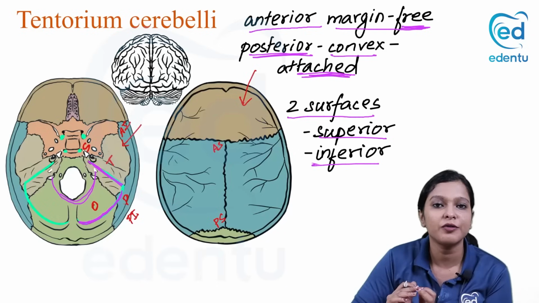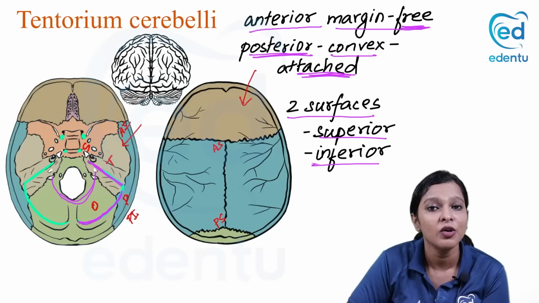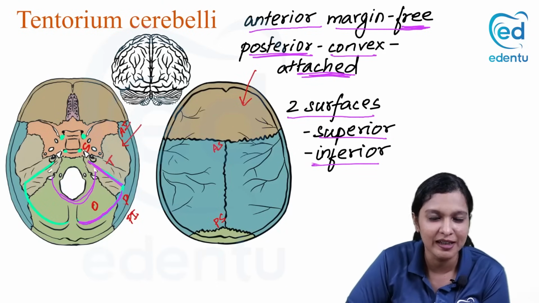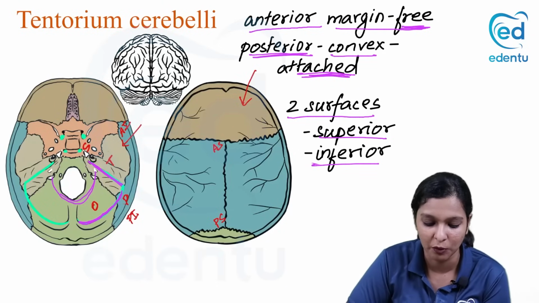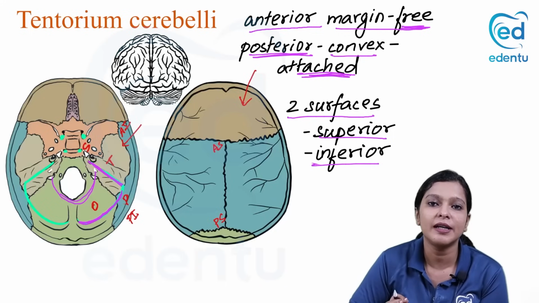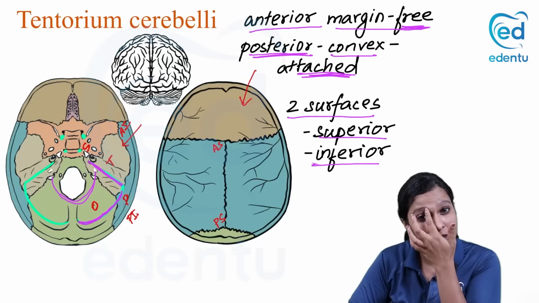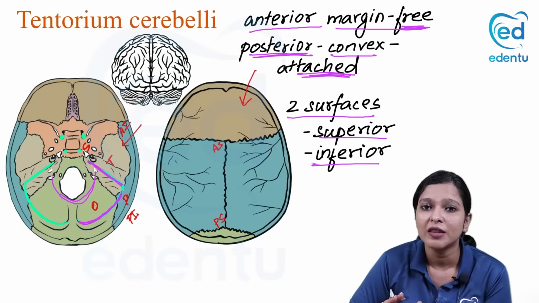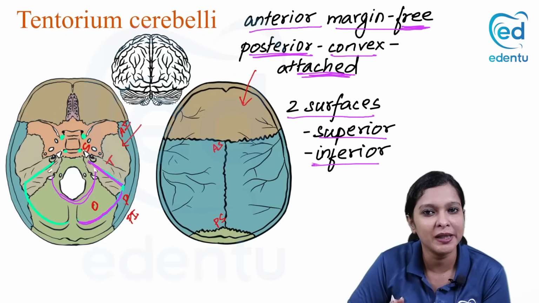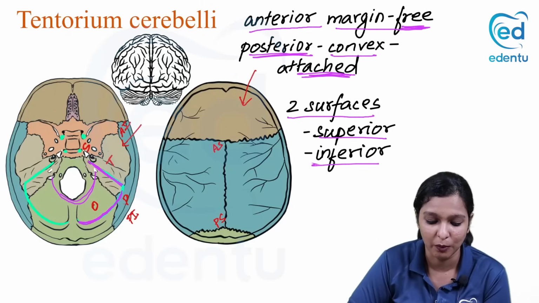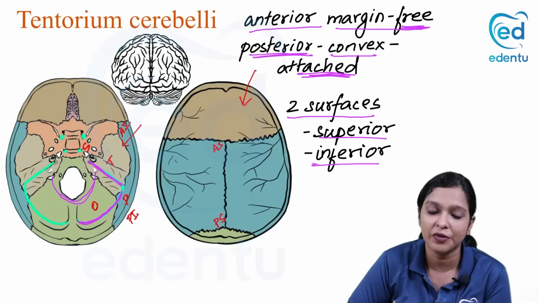So which part of the parietal bone? It is related to the posteroinferior angle of parietal bone. And the next bone is the temporal bone. Which part of temporal bone is it related to? The superior border of petrous part of the temporal bone. And which part of the sphenoid bone?